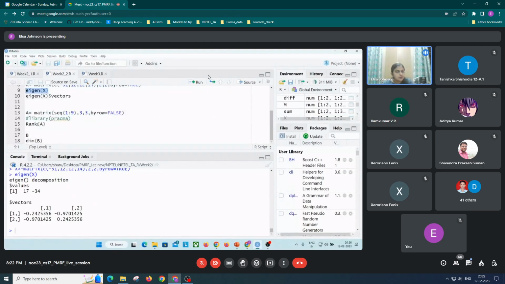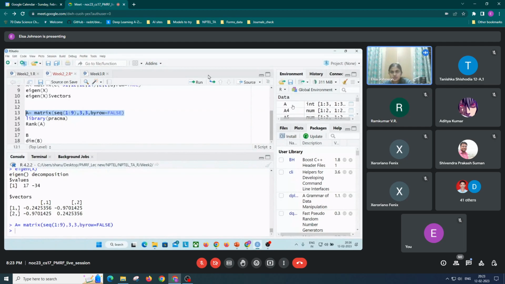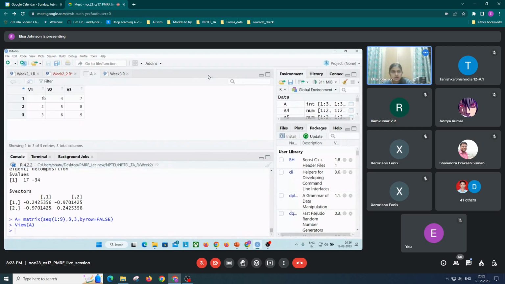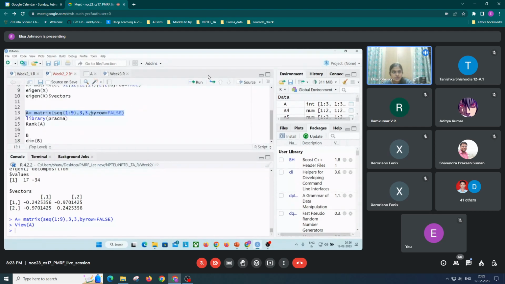If you want to find just the rank, there is also another method. Someone has asked, so you can do rank directly, but the problem is this library should be installed if you want to type rank of A. I have already installed it, just wait. I'll run this one. So this is matrix A, 1, 2, 3, 4, 5, 6, 7, 8, 9. It's not by row, so it's coming like this.